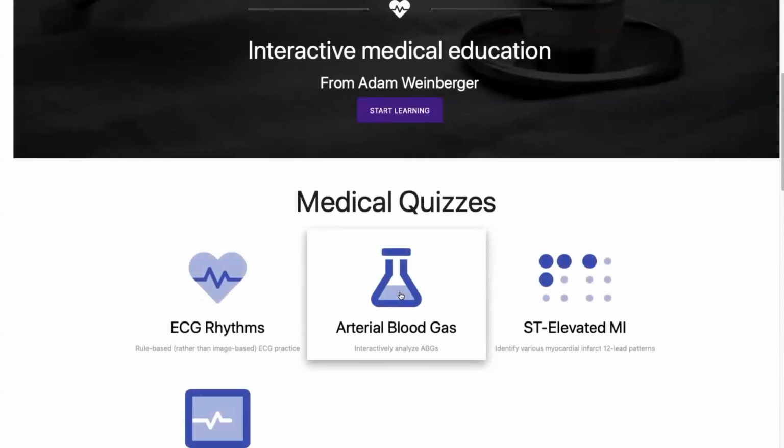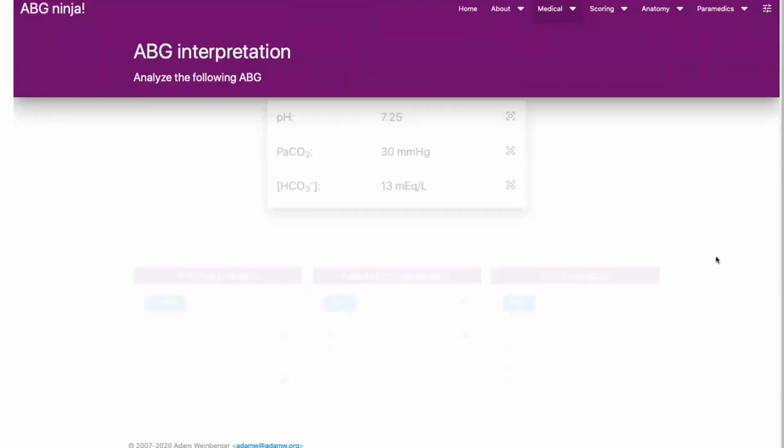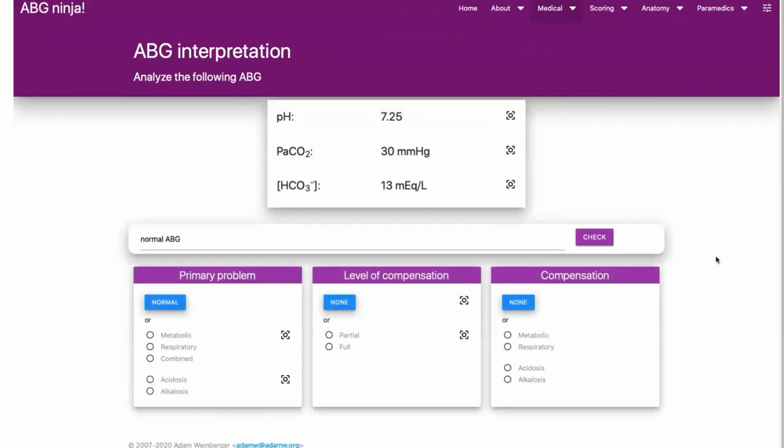If you click on arterial blood gases, you'll look at your pH, PaCO2, and bicarb, and then you can go for your primary problem: metabolic, respiratory, or combined, acidosis or alkalosis, fully or partially compensated, and whether it's compensated or not. Once you answer, it tells you what you got right and wrong, and you can do as many as you want. It just keeps spitting them out.